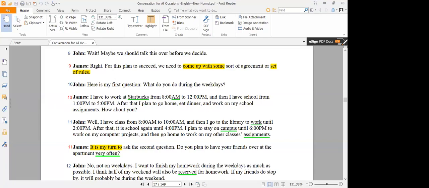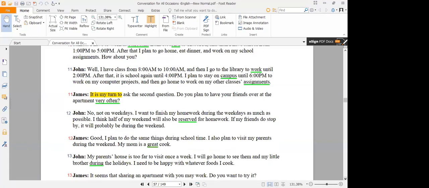It is my turn to ask the second question. Do you plan to have your friends over at the apartment very often? No, not on the weekdays. I want to finish my homework during the weekdays as much as possible. I think half of my weekend will also be reserved for homework. If my friends do stop by, it will probably be during the weekend. Good. I plan to do the same thing during school time. I also plan to visit my parents during the weekend. My mom is a good cook.